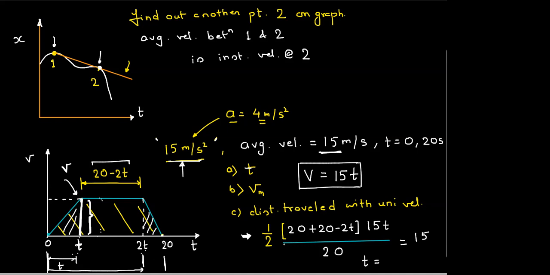Sir, then 20 is 4t. Then you get t is equal to 4 seconds. You just divide it by, I'm sorry, 5 seconds divided by the.